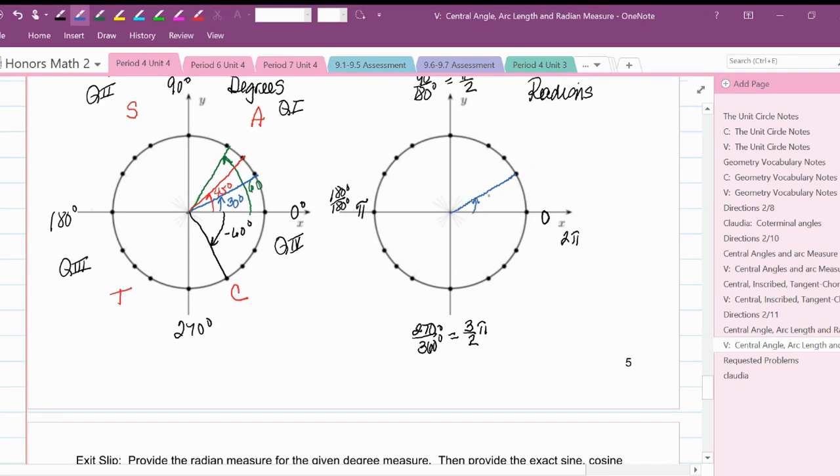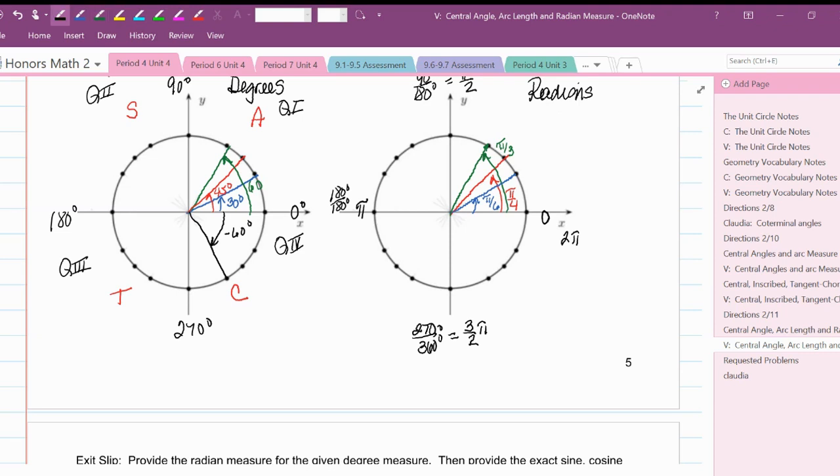Our 30 degrees is pi over 6. Our 45 degrees is pi over 4. Our 60 degrees is pi over 3. We're going to use those reference angles in the other 4 quadrants, just like we did with the degrees.